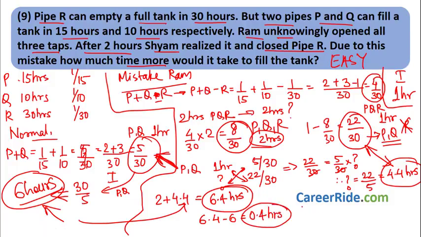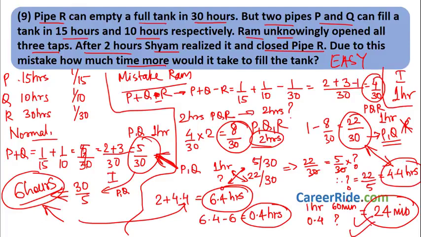Now 1 hour is how much? 60 minutes. 0.4 hour is how much? 0.4 into 60, that would be simply 24 minutes. So 24 minutes more are needed when pipe R is accidentally opened for 2 hours.